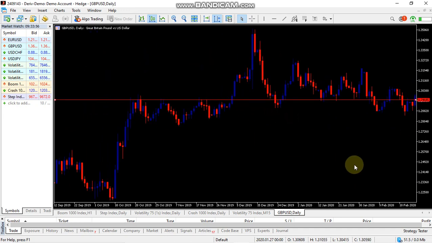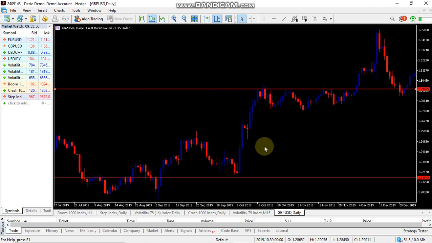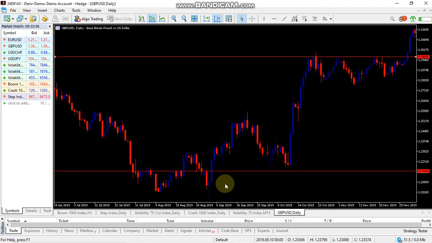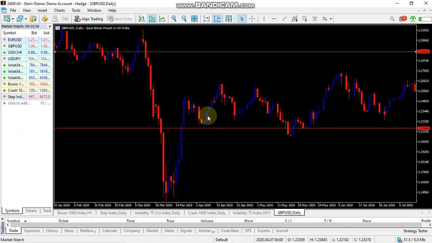Look at it now. Look at how it respected it. It was initially a resistance here, and it broke it, and that resistance became support. So whenever a resistance is broken, it becomes support. Whenever a support is broken, it tends to become a resistance. A simple principle. Wherever resistance is broken, it becomes support. When support is broken, it becomes resistance. Okay, there is another block here, but we are not here for that today.